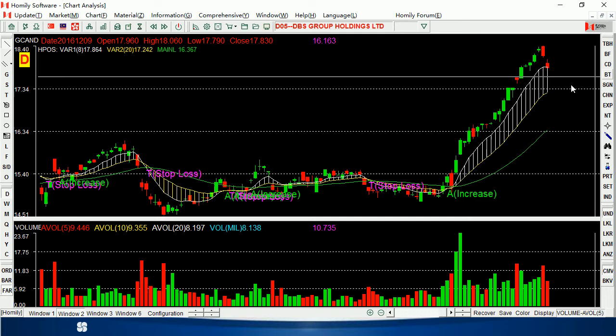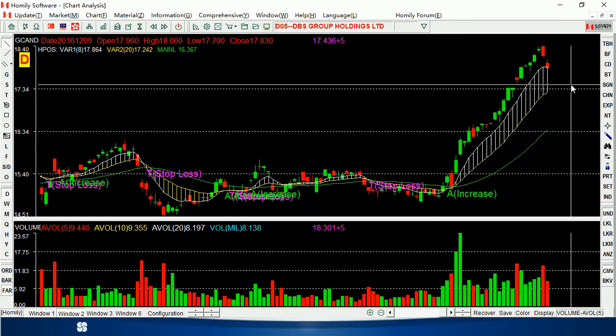We can see the green line. The green line can help us to judge the medium-term trend. If you see the green line is up, medium-term is up. If you see the green line is down, the medium-term trend is down. And if you see the green line is flat, which means this is the consolidation area. Okay, so let's see some stocks.